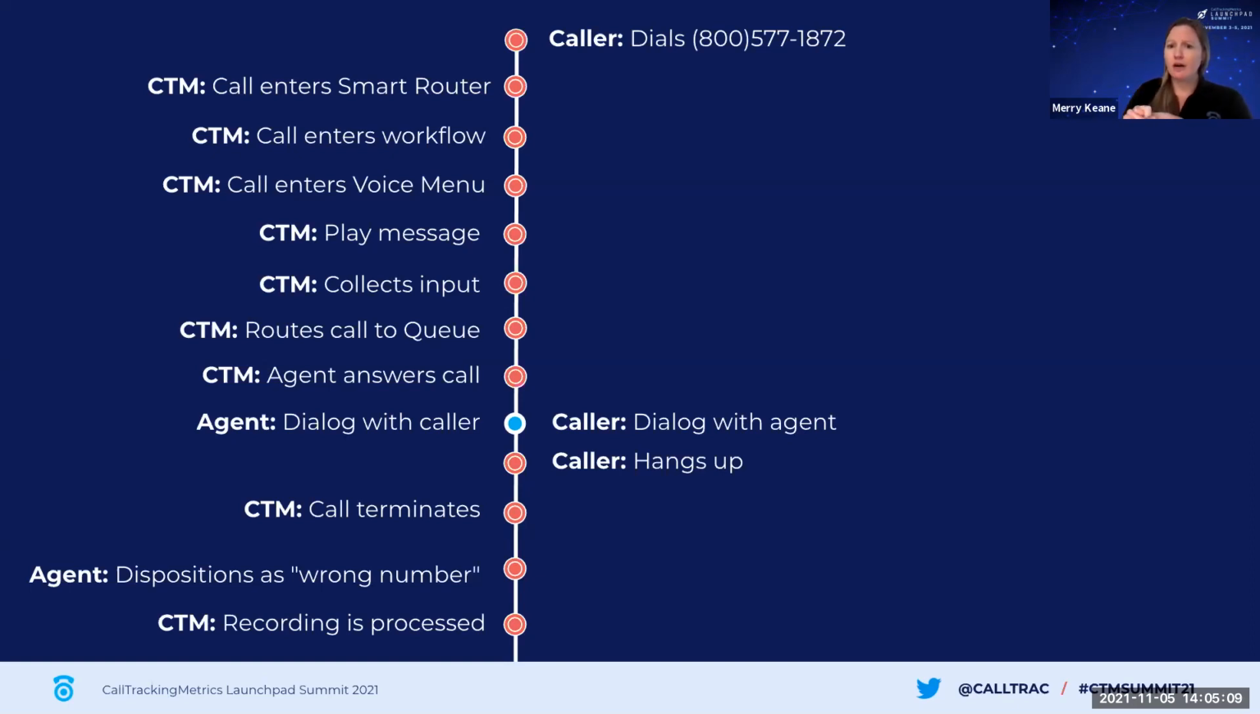Between the caller dialing our number and CTM ringing the agents, things like the smart router are making dozens of conditional decisions around this activity to decide if the caller should be presented with that voice menu or if they should be routed to another destination. These are things that are often overlooked when the average person thinks about a call being routed. In addition, there are things happening after the call is over, such as the recording processing, after which transcriptions are generated, and so on.